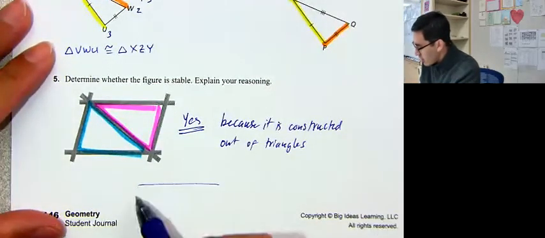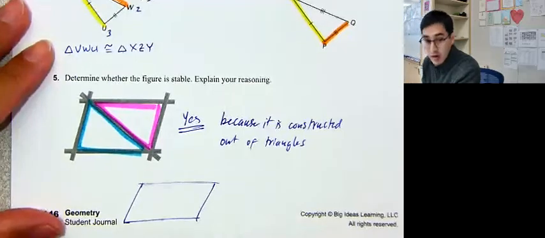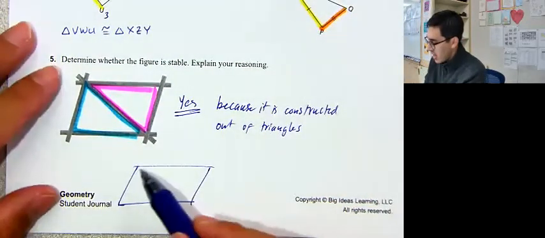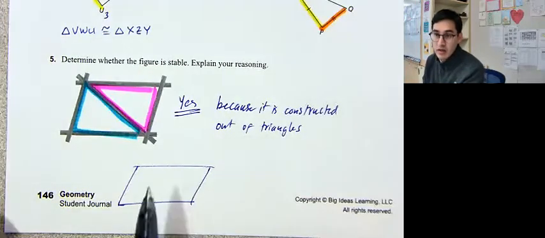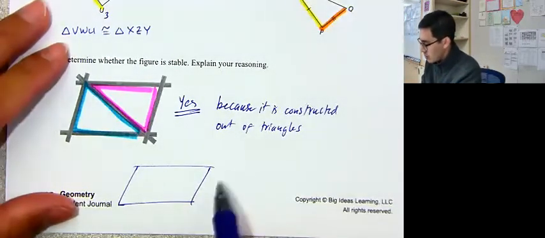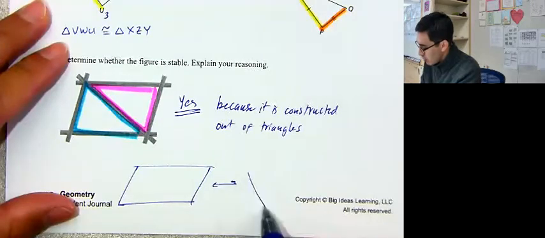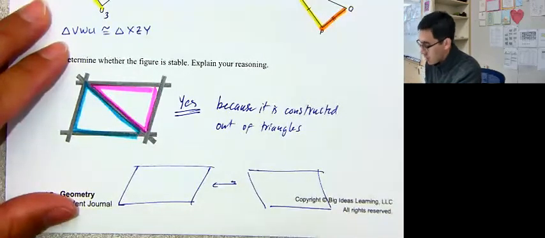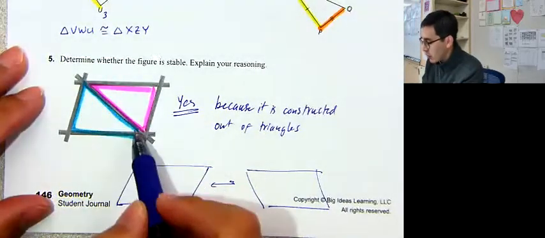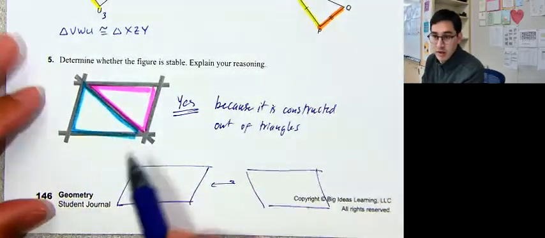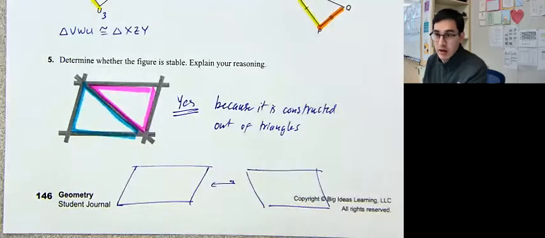Now, if we just had a figure like this that didn't have kind of that diagonal support, right, then it could wobble, right? It could be this way, or it could wobble that way, right? It wouldn't be stable, wouldn't be in a fixed position. Okay, so having that diagonal support forces the figure to be made of triangles, and triangles are stable shapes.